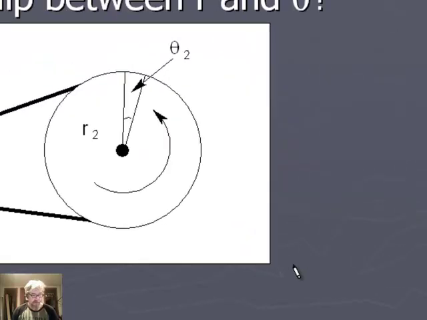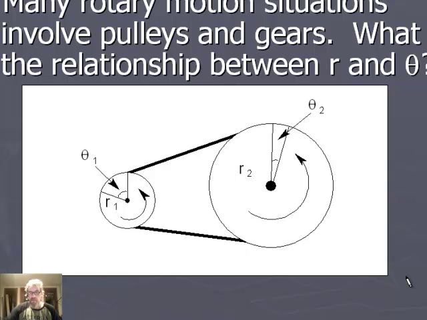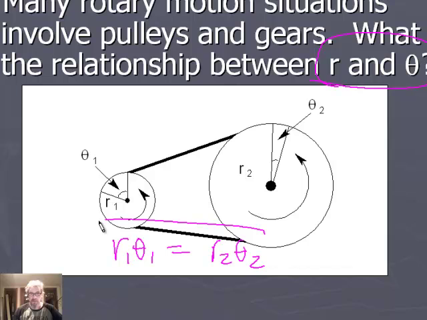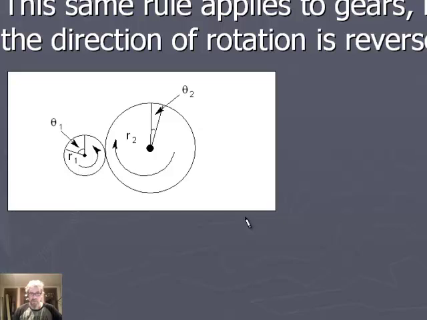We have lots of rotary motion situations that have pulleys and gears. And we've just seen in the last problem what is the relationship between R and theta exactly, and it's this. R1 times theta 1 is R2 times theta 2. So this is a useful relationship between these two quantities. The same rule would apply to gears. The only thing that's different about gears is instead of having a belt that moves both pulleys in the same direction, when you have gears, they interact by teeth and they move in opposite directions. So the direction of rotation is reversed, but it's still true that R1 theta 1 for the first gear is equal to R2 theta 2 for the second gear.